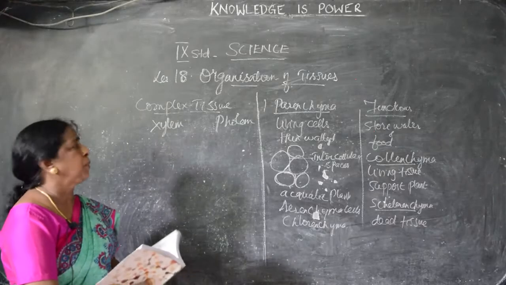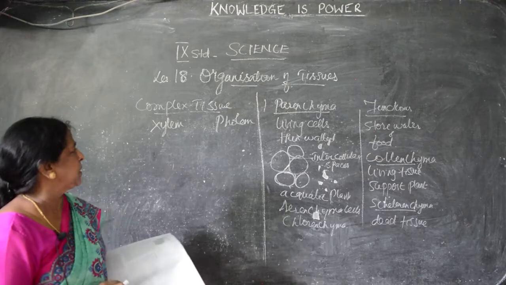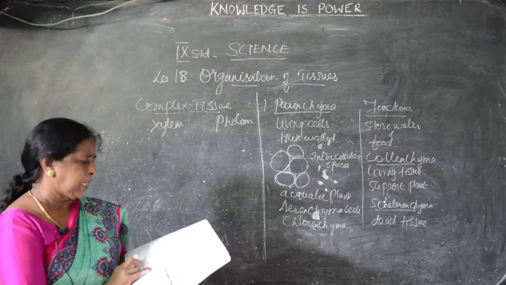Okay, children, take down now. That is complex tissue we have to see. What are the complex tissues? I said xylem and phloem.